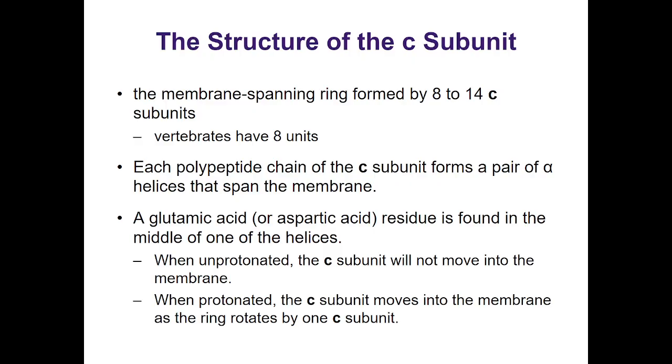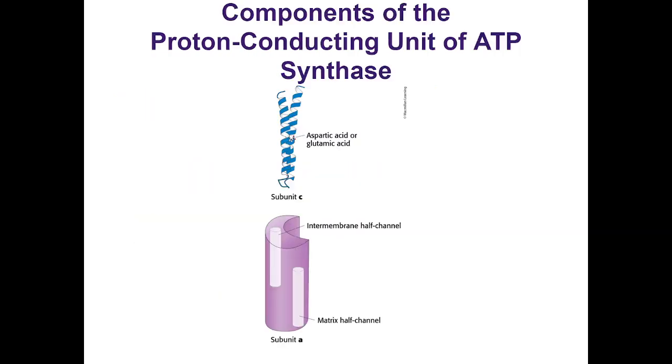Each polypeptide chain of the C subunit will form a pair of alpha helices. These will span the membrane. The glutamic acid or aspartic acid residue is found in the middle of one of the helices. When unprotonated, the C subunit will not move into the membrane. When protonated, the C subunit will move into the membrane as the ring rotates by one C subunit.